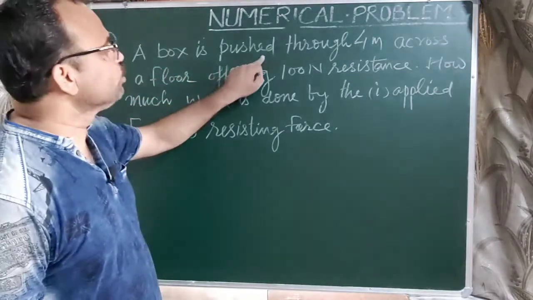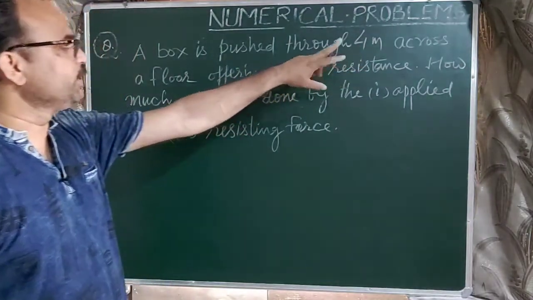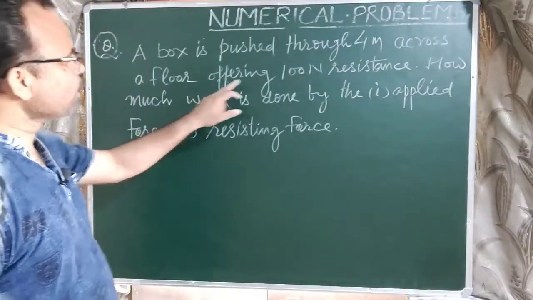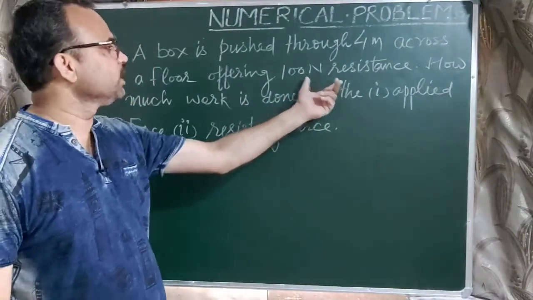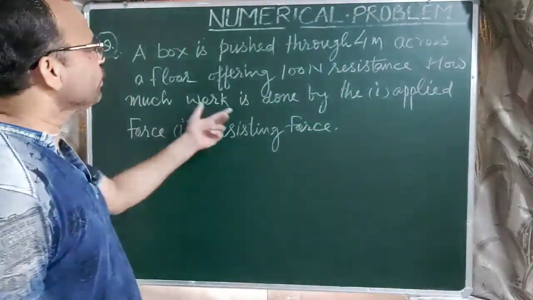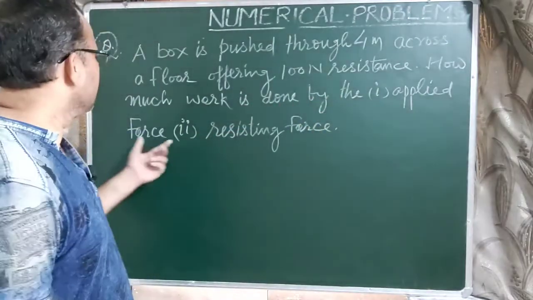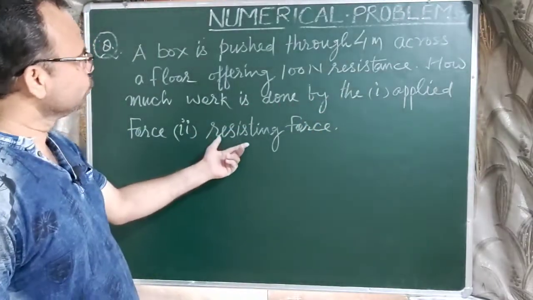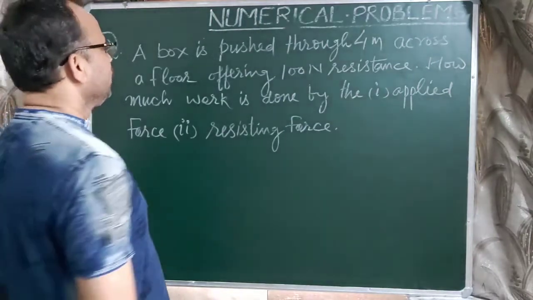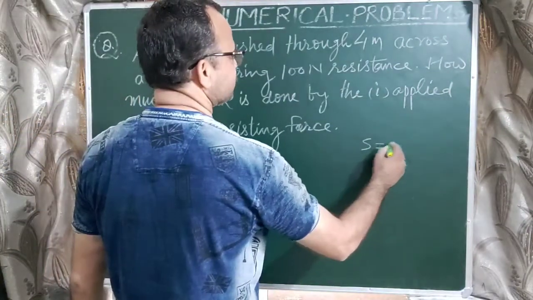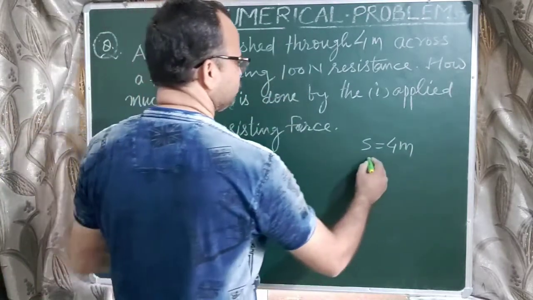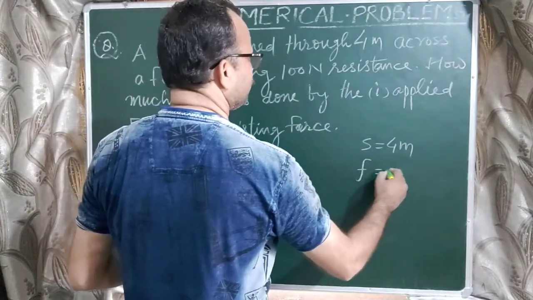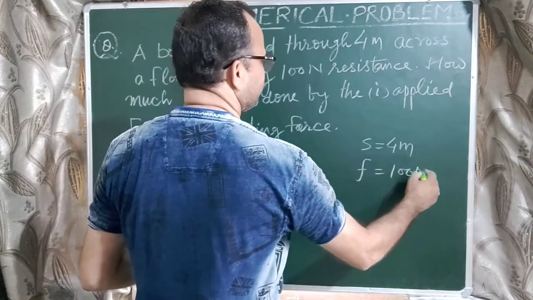Now see question number 8. A box is pushed through 4 meter across the floor, offering 100 Newton resistance, which means the resistance force, the frictional force, is 100 Newton. How much work is done by the applied force, and number 2, by the resisting force? So displacement S is given as 4 meter, and the floor offers a force, F equal to 100 Newton.